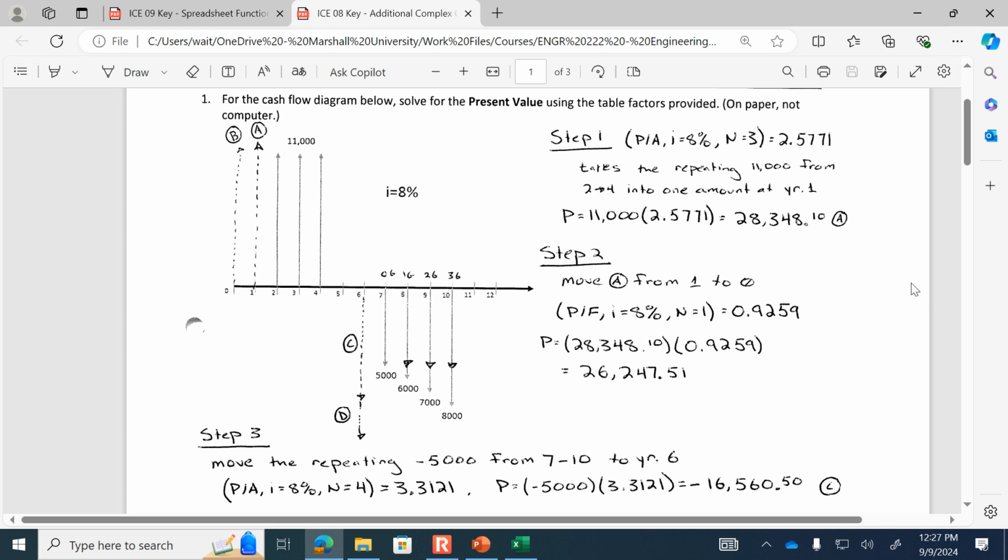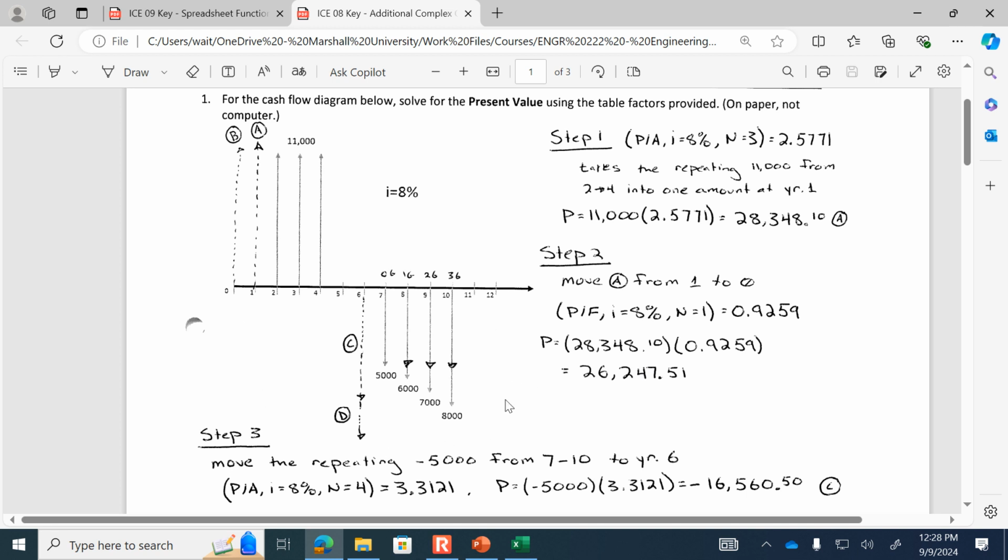So step 2, then you discount that lump sum from A in year 1 to the present at time 0. So this is a revenue of $26,247. That means it's a positive value. All of the amounts on the underside of the cash flow diagram represent outflows, and so when I combine them at the very end, I should subtract the two amounts. So this is an inflow.